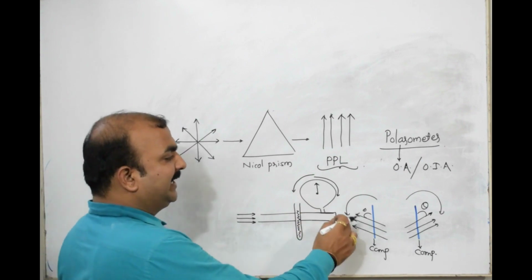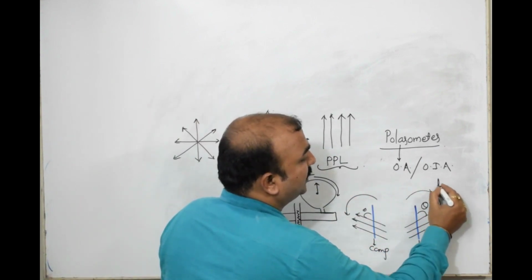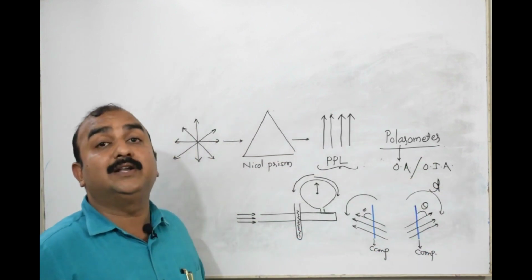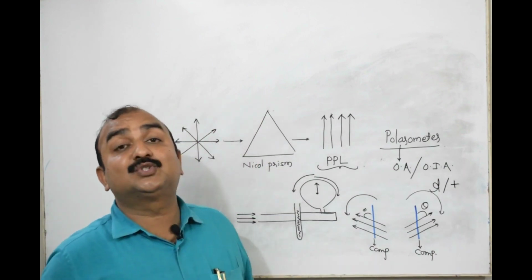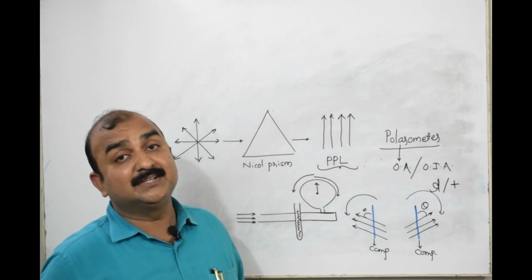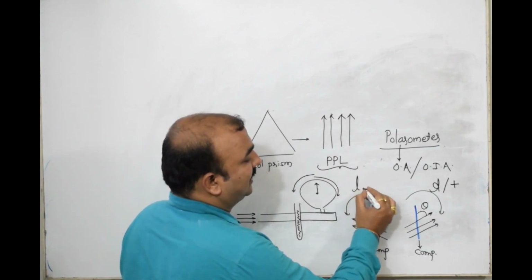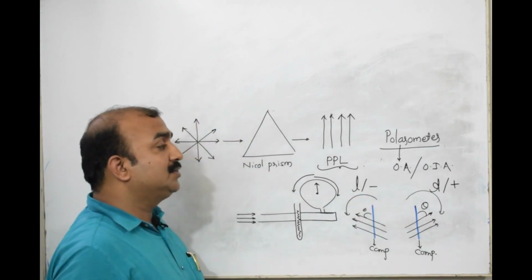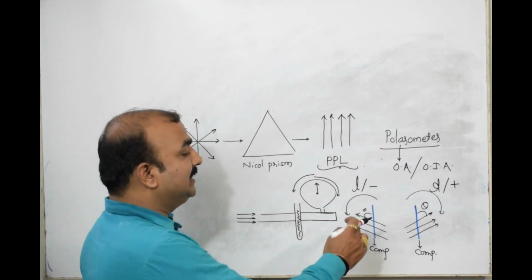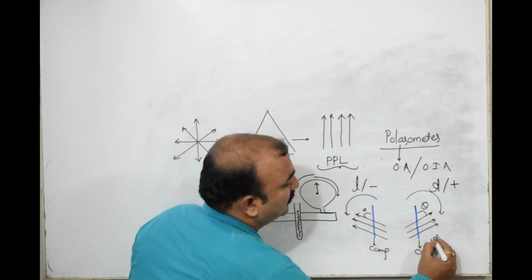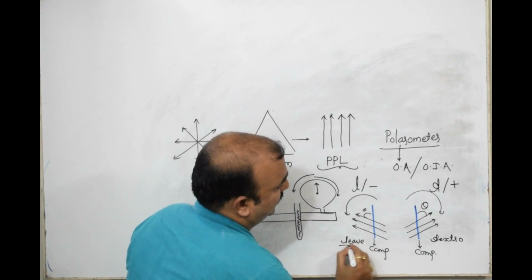When a compound rotates the plane of the polarized light in the clockwise direction, it is known as a dextrorotatory compound. It is shown by the letter small d or a plus sign. This rotation is known as dextrorotation. If a compound rotates the plane of the polarized light in the anti-clockwise direction, it is written as small l or minus. It is known as levorotation. This is dextro and this is levo.